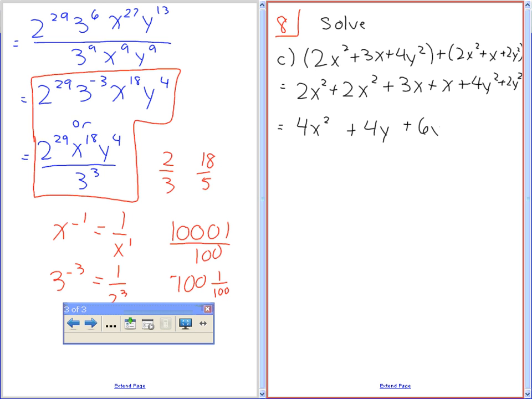I have a question about the exponent. Yeah, let me just finish this and then I'll go there. So all we need to do for this, remember our rule that we did yesterday? If the bases are the same, you just add the coefficients. So 2 plus 2 is 4, 3 plus 1 is 4, 4 plus 2 is 6. 1 and then 2 and then 3.